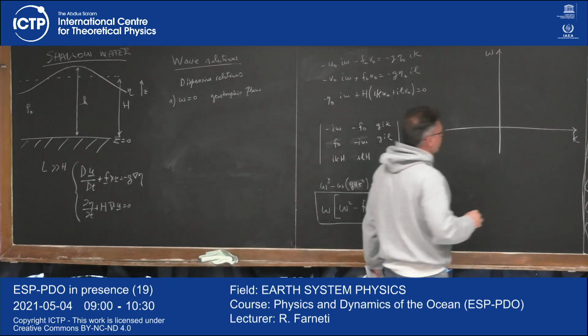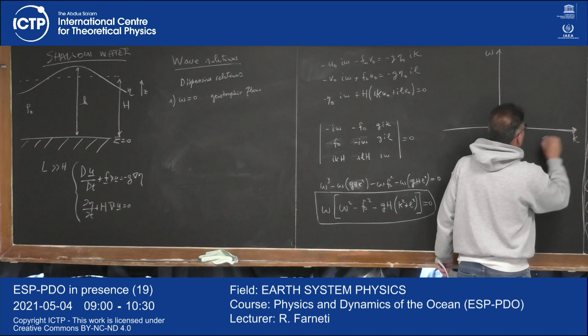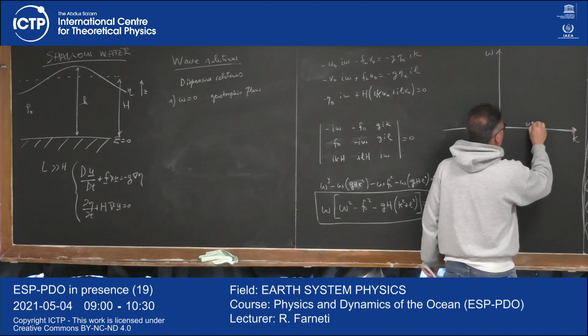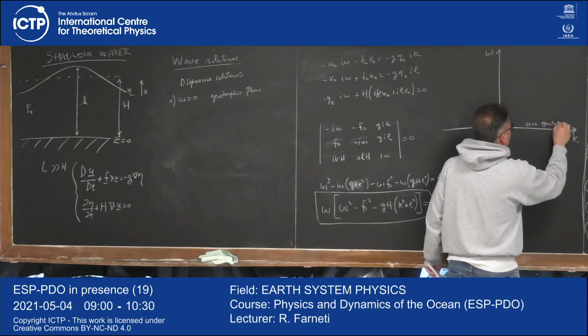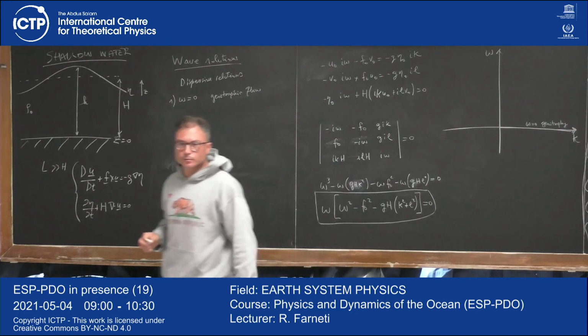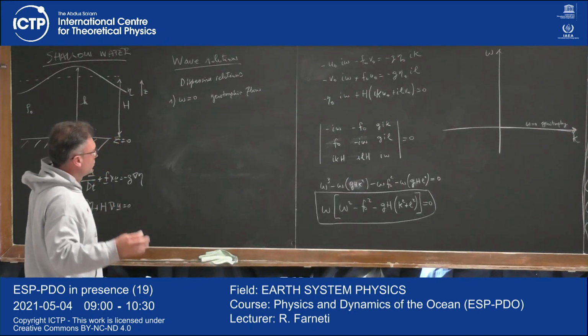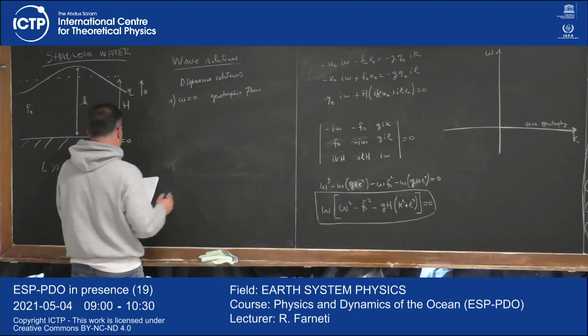So in our dispersion relation diagram, this is the first solution: the geostrophic flow, frequency equal to 0. Trivial, but it's one of the solutions.